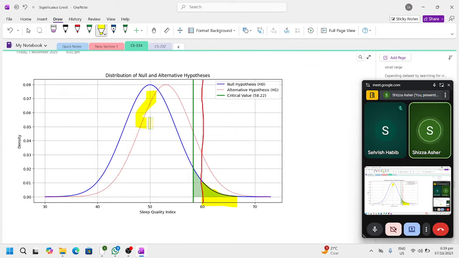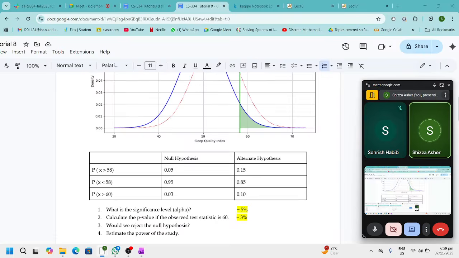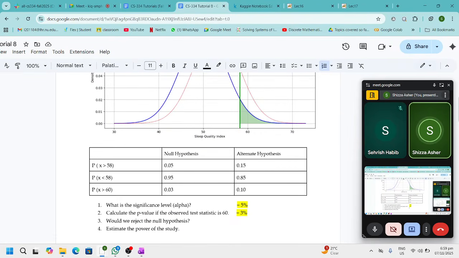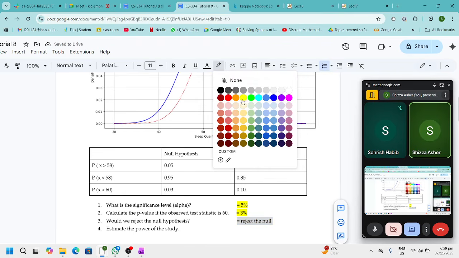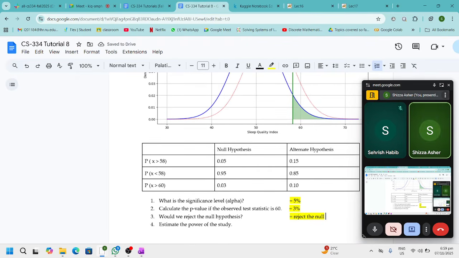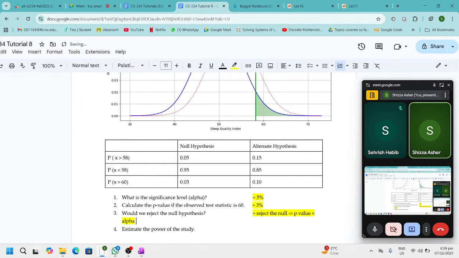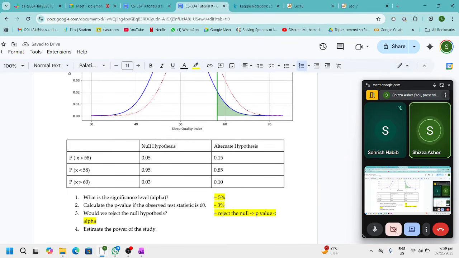It would be closer to the center of your null distribution, which is around 50. So let's go back here and you will reject the null. You should also have an explanation for this. You reject the null because the p-value is less than alpha. This you should know. The p-value is less than alpha. That is why you reject the null.